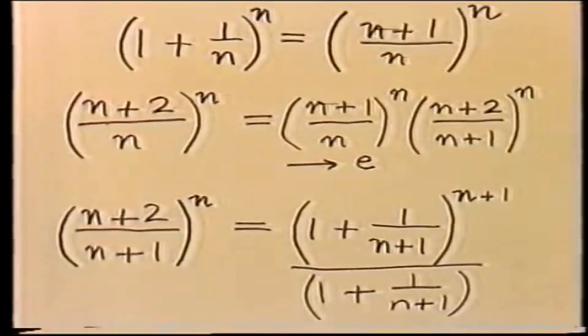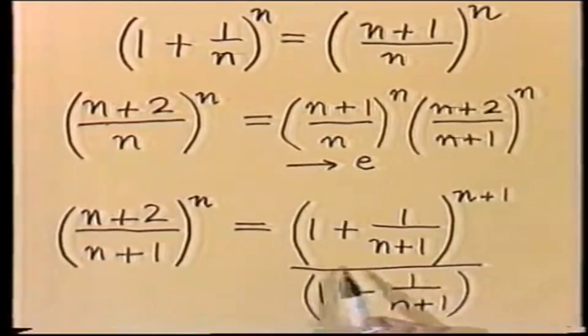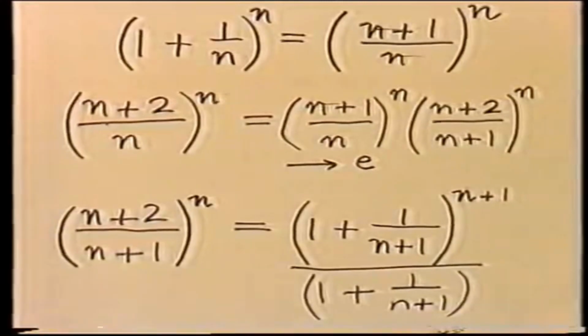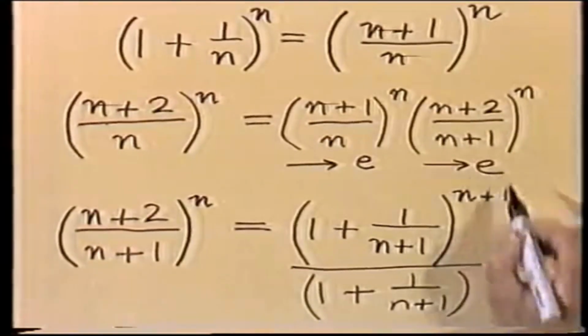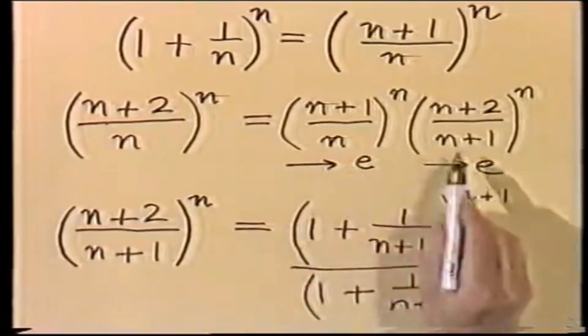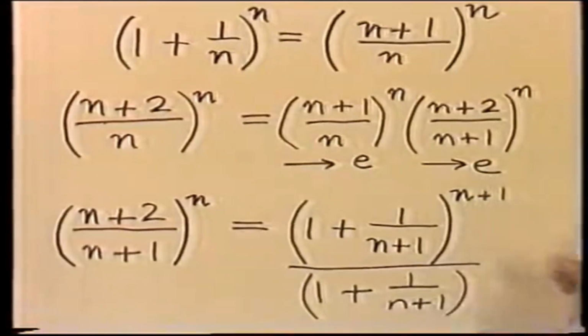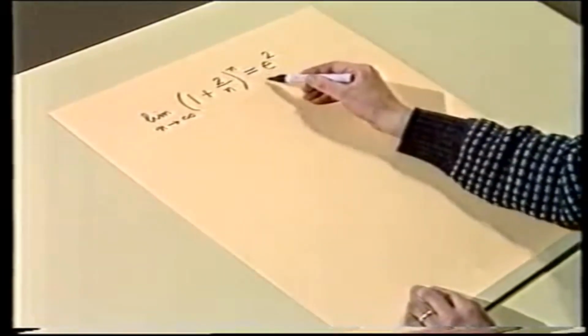But now we're okay. These two are the same, and so when n tends to infinity, the numerator will tend to e, and the denominator will tend to 1, because that's a null sequence. So this term does indeed tend to e, and so this tends to the product e times e, or e squared. So we can show that the limit of (1 + 2/n)^n is equal to e squared.